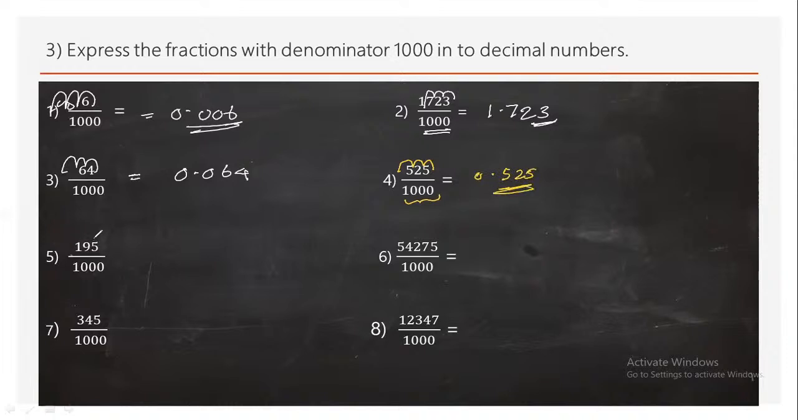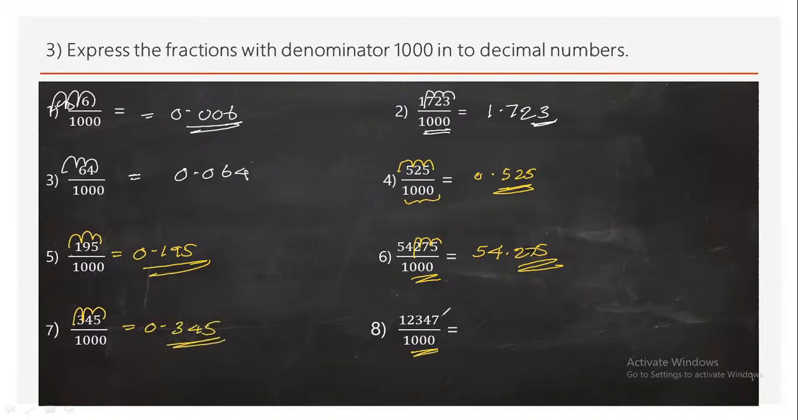3 decimal places over the line, 3 zeros below the line, 3 decimal places towards the left-hand side, 0.195. 3 zeros, then 3 decimal places towards which side? Left-hand side, 54.275. 3 zeros at the denominator, 3 decimal places towards the left-hand side, 0.345. 3 zeros at the denominator, 3 decimal places towards the left-hand side, 12.347.